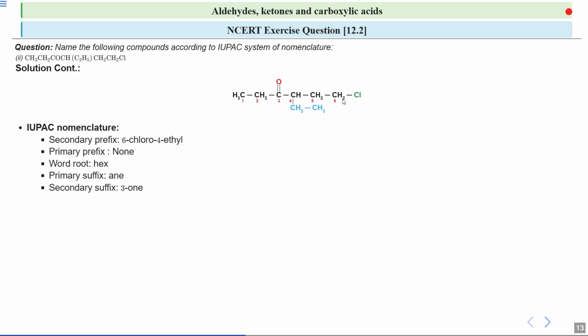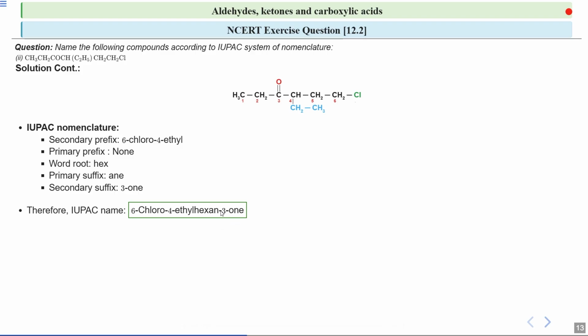Next, the secondary suffix. If you see the main functional group over here, you will see a ketone on the 3rd carbon. So there is a keto group at the 3rd position. The secondary suffix will be 3-one. This 3 indicates the position of this functional group. When you put it all together, you get the IUPAC name as 6-chloro, 4-ethyl, hexane-3-one.